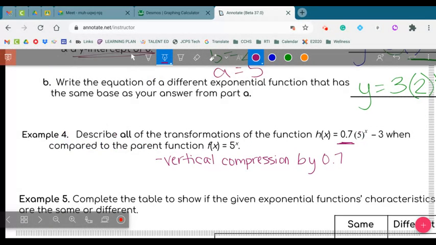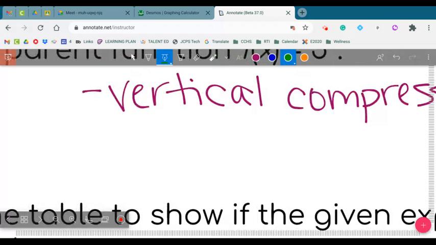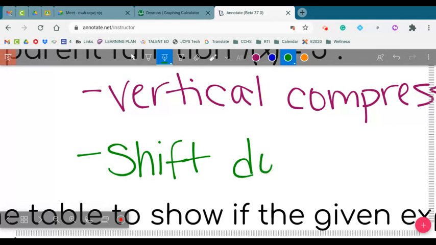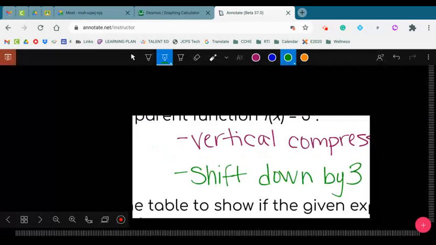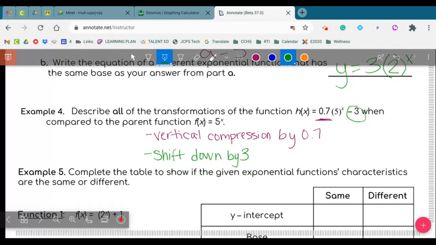Okay, then I look at my d value. It's negative 3. That means it's shifted down by 3. So you can have up to 3 transformations. But if your a value is not negative, you will probably just have 2.